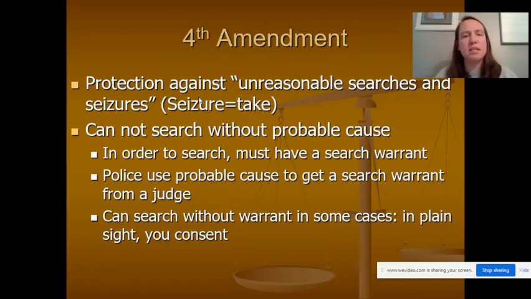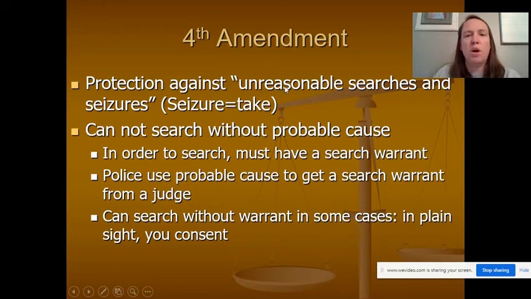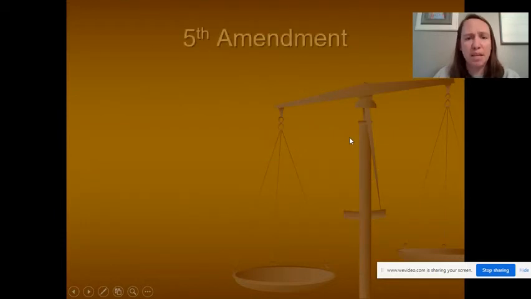There are some instances, and if we were in class, we'd probably talk about this forever, go through a bunch of different scenarios and stuff like that. But that's what I really need you to know from this one. So unreasonable search and seizures and probable cause to get a warrant. Make sure you have all that down. Now, 5's big.